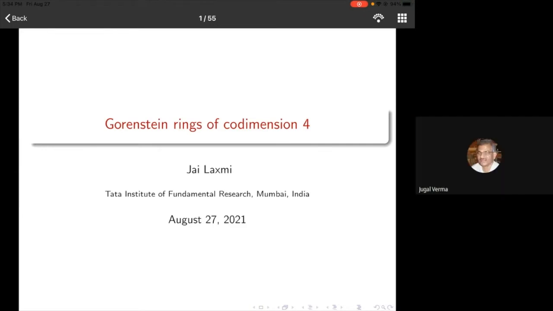Thank you for giving me the opportunity to present my work. I'm going to talk on the structure of codimension 4 Gorenstein rings. Here we will study the structure of grade 4 Gorenstein ideals using free resolutions. In the first part of the talk, we'll see the existence of Spinor structure on resolutions of grade 4 Gorenstein ideals, and also we'll see several examples of grade 4 Gorenstein ideals with the Spinor coordinates.